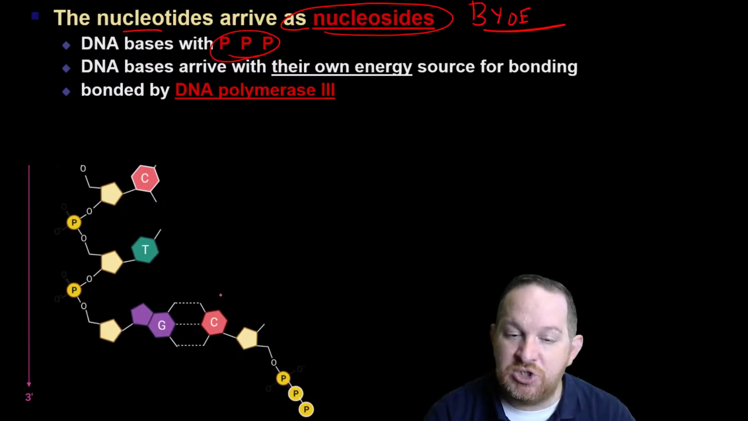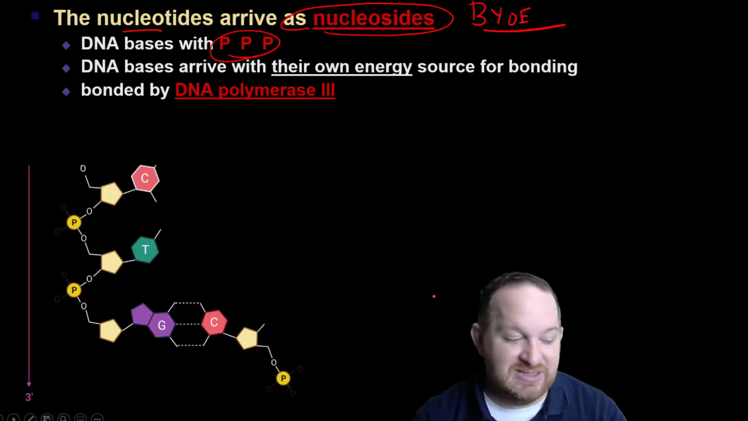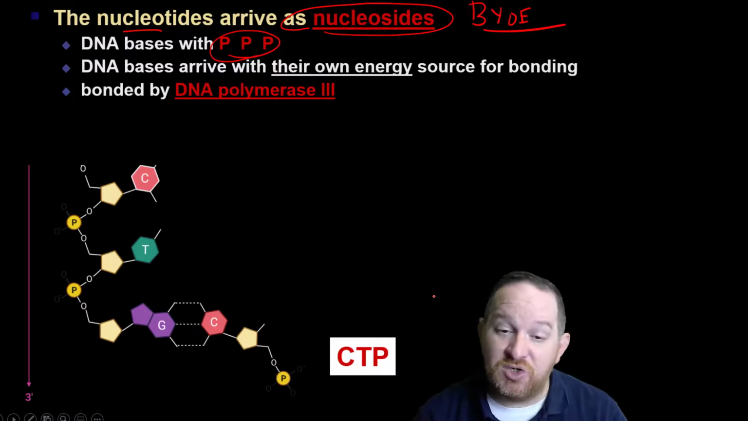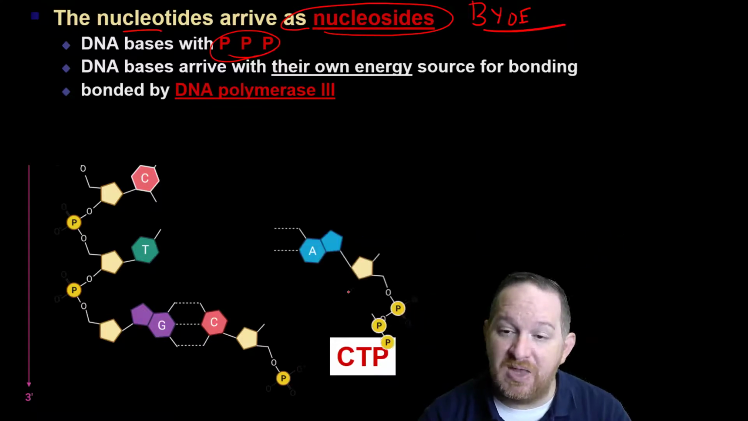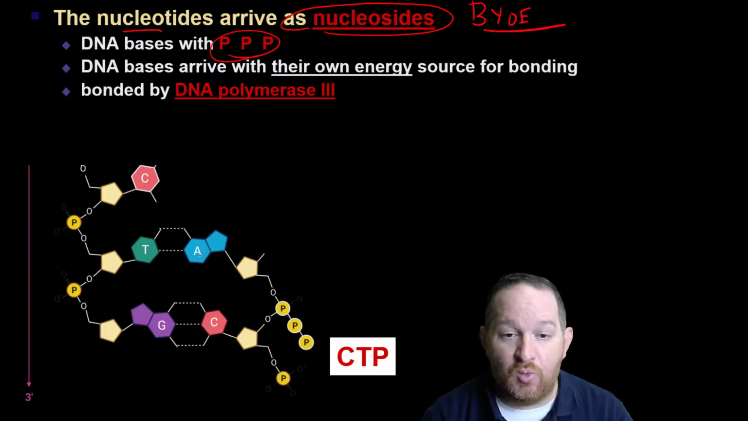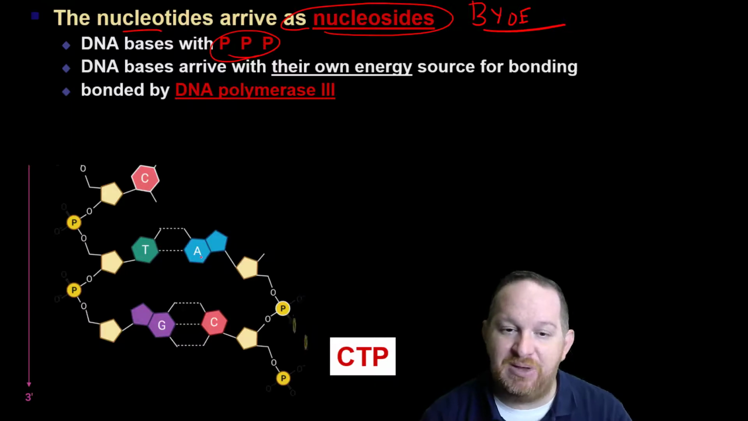Notice that this new strand came in with 3 phosphate groups. But when it comes in and binds, that provides the energy. 2 of the phosphates leave, breaks that bond, provides the energy. And actually what you saw come in was a CTP, right? A cytosine triphosphate. And then what you saw here was an ATP, adenosine triphosphate.